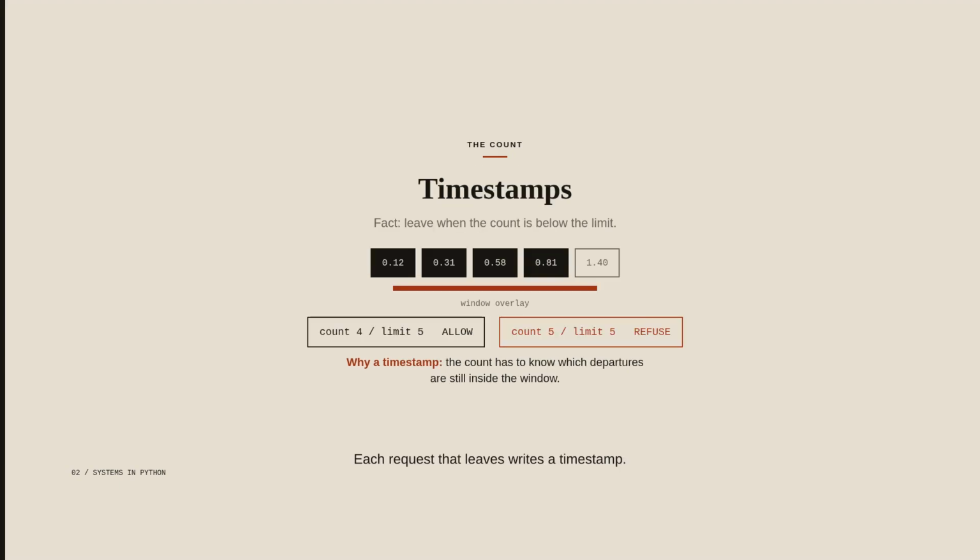Each request that leaves writes a timestamp. The count is how many timestamps still fall inside the window. A request may leave when that count is below the limit. A request is refused when the count is already at the limit. A timestamp that is aged out of the window no longer counts.